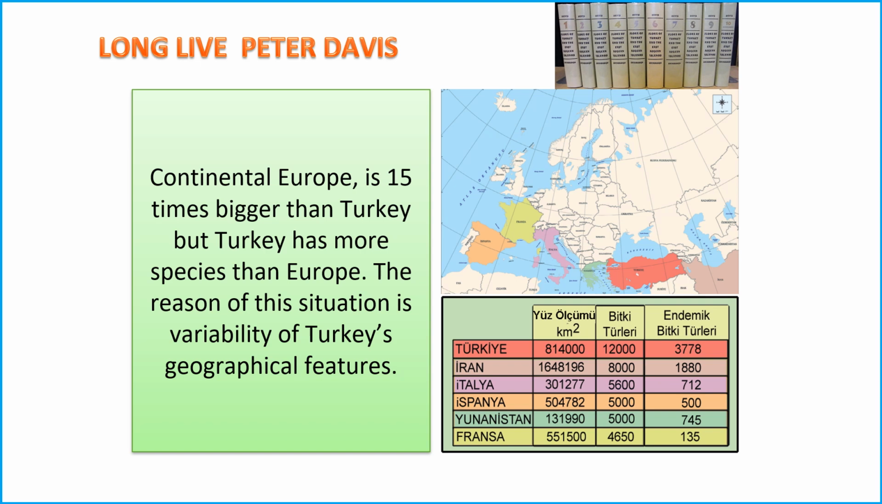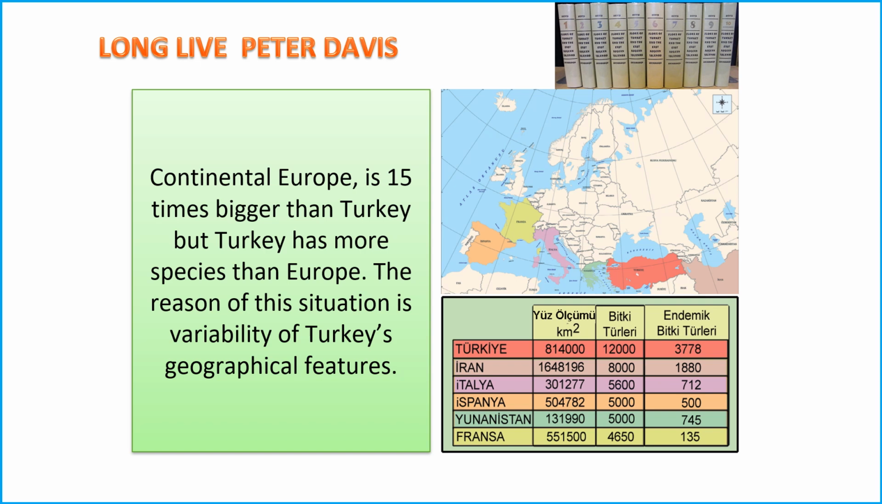3. Elevation changes. The presence of high mountain ranges, such as the Taurus and Pontic mountains, contributes to a wide range of elevations. Different elevations create distinct habitats, each hosting its own set of species. 4. Biotic exchange. Turkey's location as a bridge between Europe and Asia has facilitated the exchange of species between these continents over geological time. This has led to a blending of European and Asian flora and fauna, contributing to higher biodiversity.